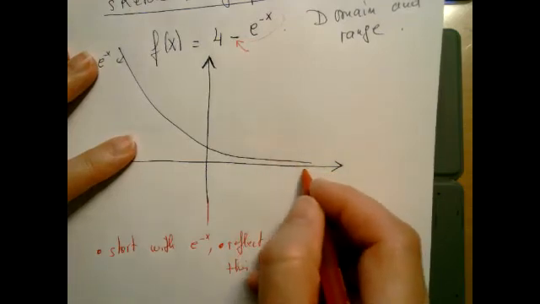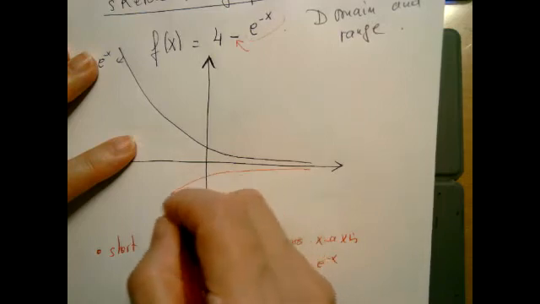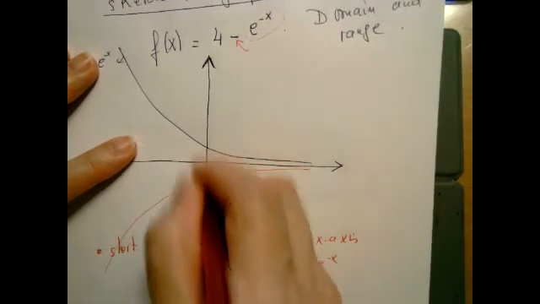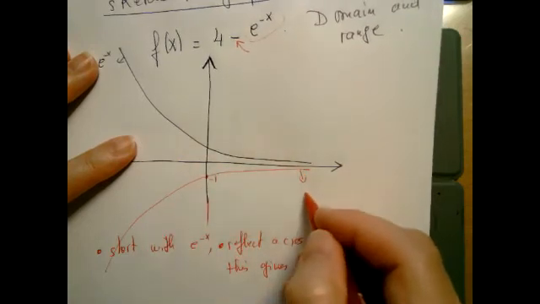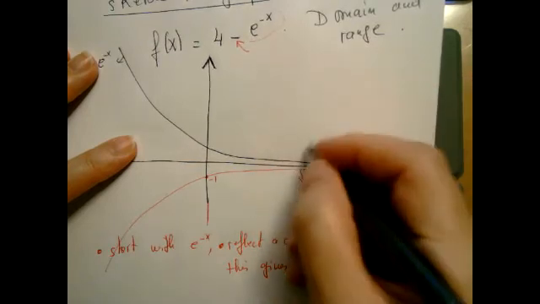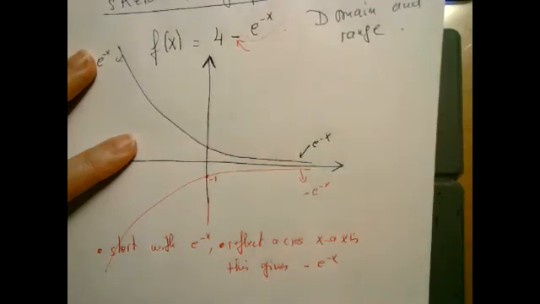So I'm going to reflect. If this is 1, this is minus 1. So this is the graph of minus e to the minus x. This is e to the minus x, and that's minus e to the minus x.